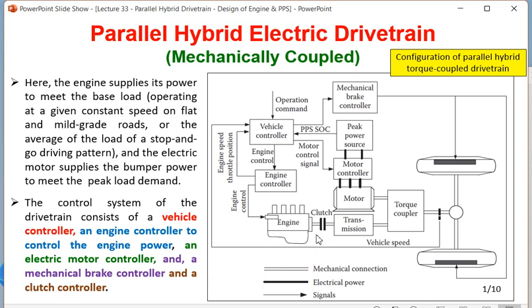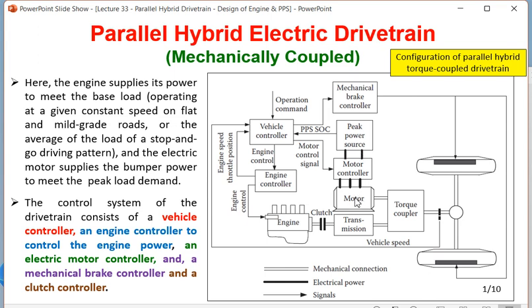The engine generates mechanical energy output, which is connected to the transmission by means of a clutch. If we open the clutch, engine power will not come to the transmission. If we engage the clutch, the transmission gets mechanical power, and it comes to the torque coupler input. The secondary source is the peak power source. Generally the engine supplies power continuously to the vehicle transmission. But whenever too much power or bumper power is required, the peak power source or battery comes into the picture. Through the motor controller, the battery gives the electrical input to the motor.